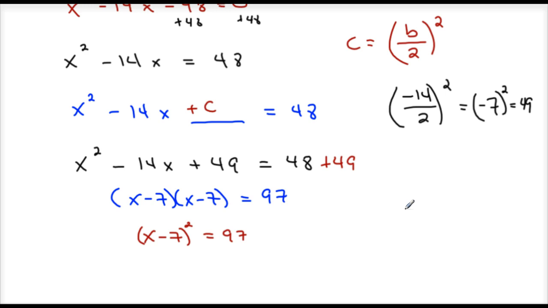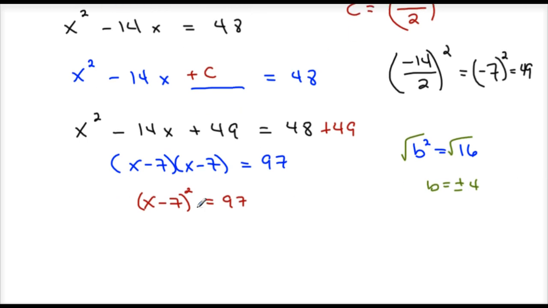So let's recall some facts. If you have something that says b squared equals 16, how do you solve for b? Use the square root on both sides. Take the square root of both sides and you get b equals plus or minus 4. Well, same thing here, except now you have a quantity: x minus 7 squared equals 97.